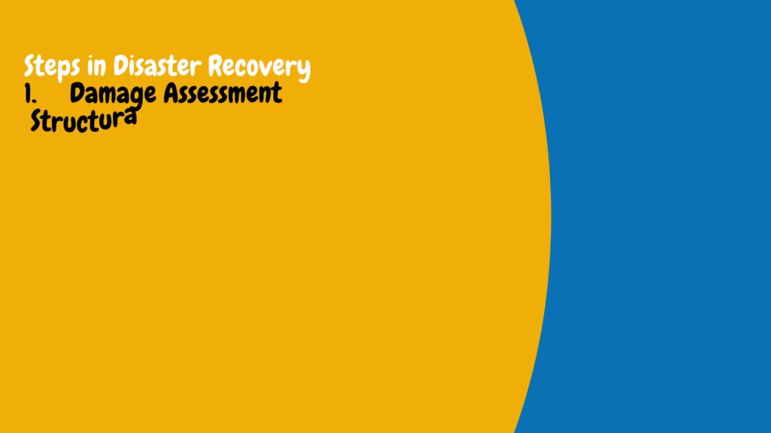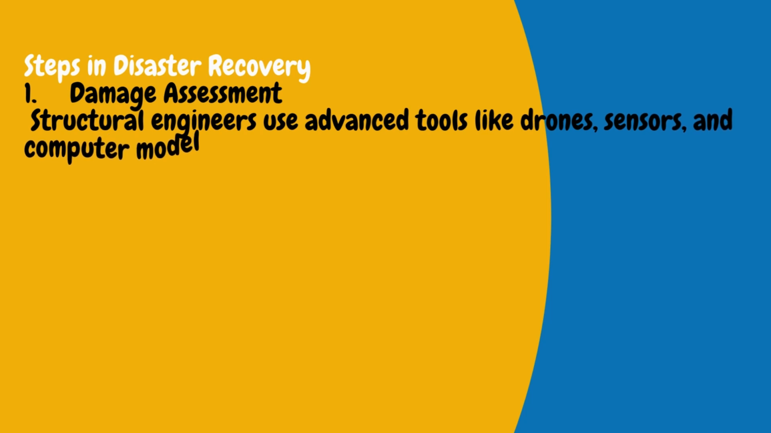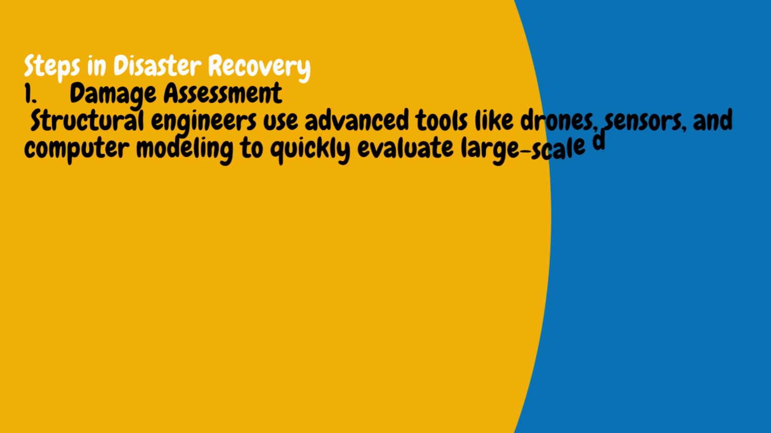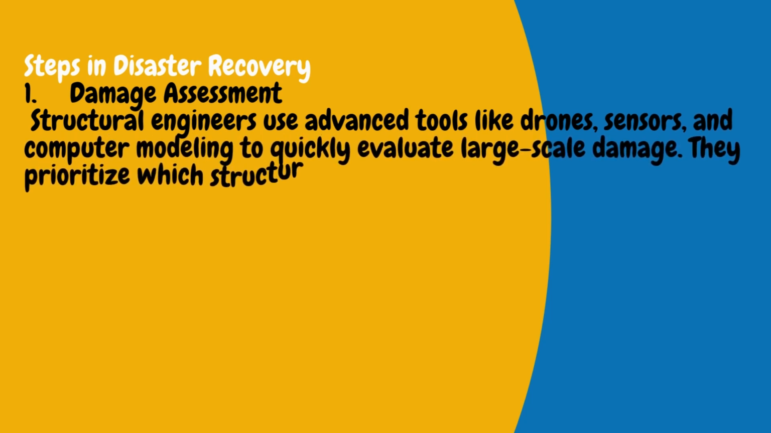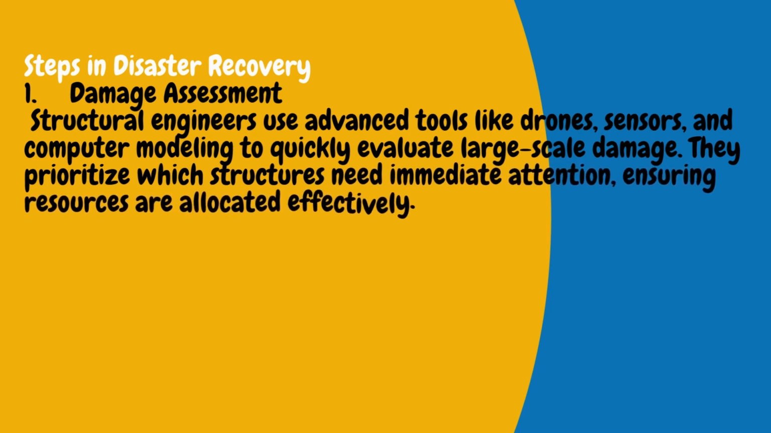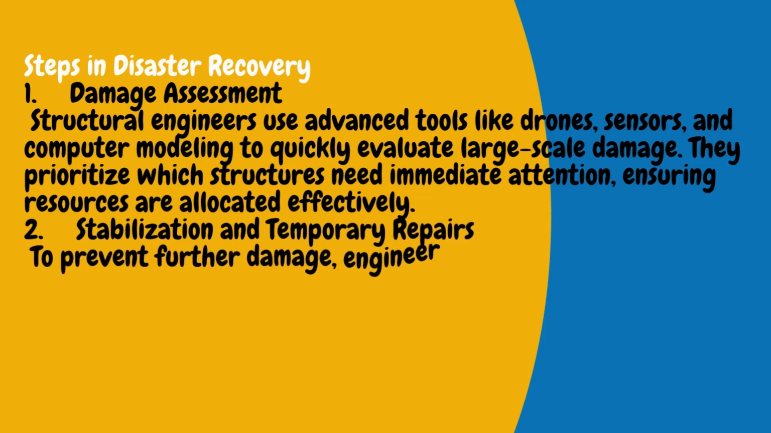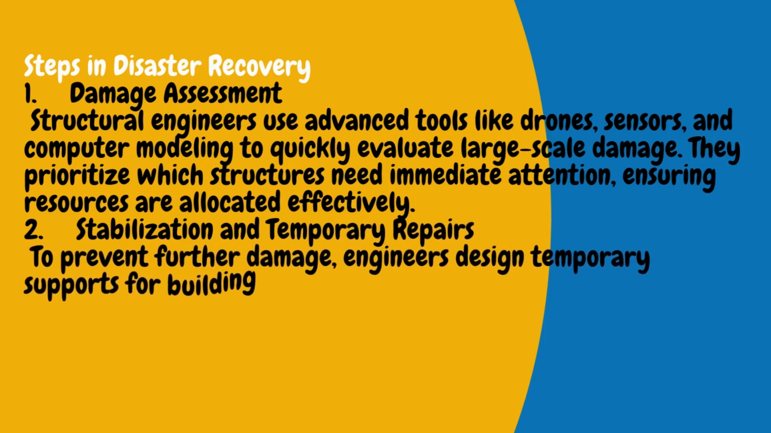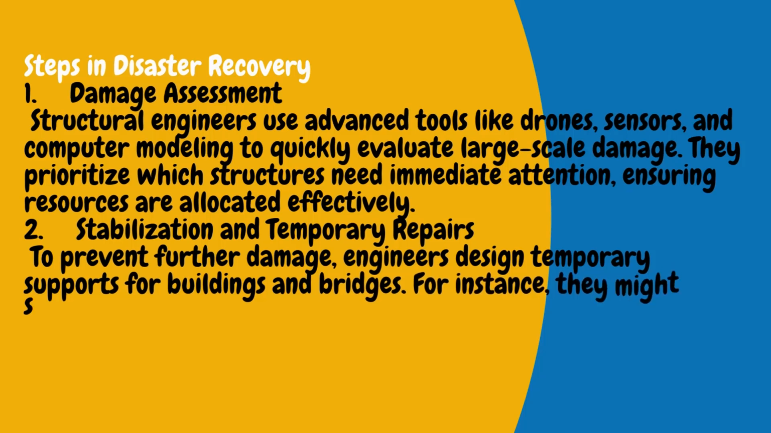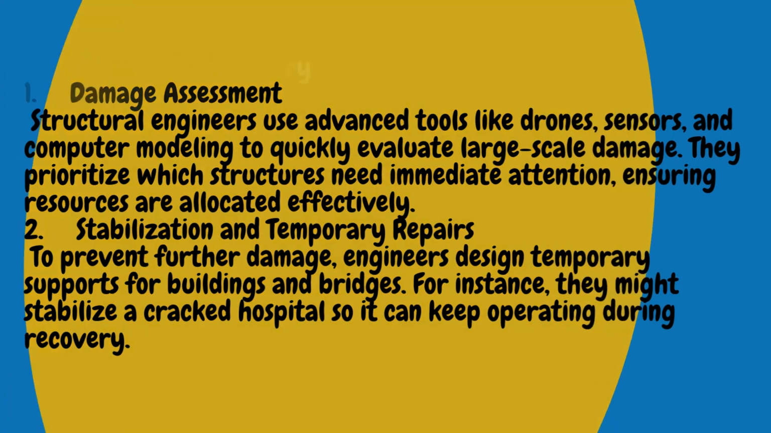Steps in disaster recovery. 1. Damage assessment. Structural engineers use advanced tools like drones, sensors, and computer modeling to quickly evaluate large-scale damage. They prioritize which structures need immediate attention, ensuring resources are allocated effectively. 2. Stabilization and temporary repairs. To prevent further damage, engineers design temporary supports for buildings and bridges. For instance, they might stabilize a cracked hospital so it can keep operating during recovery.